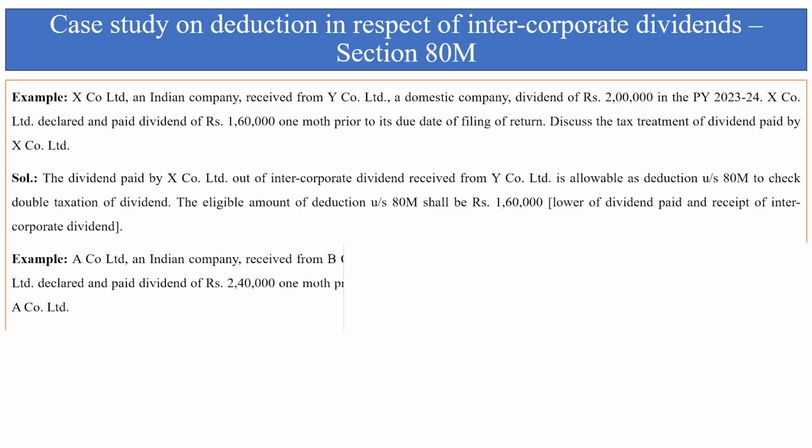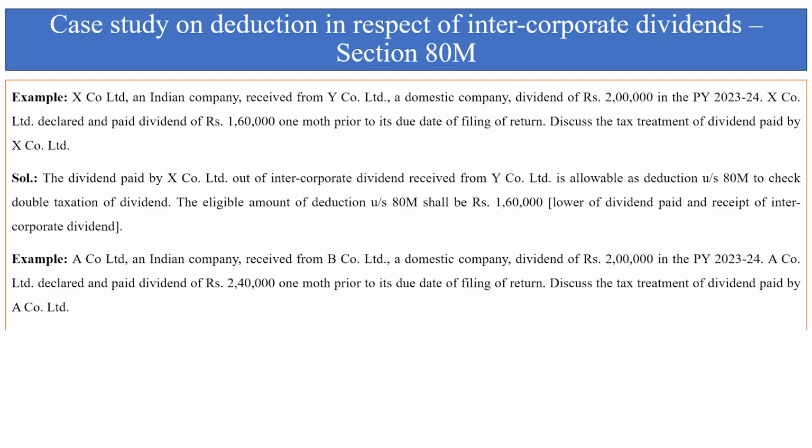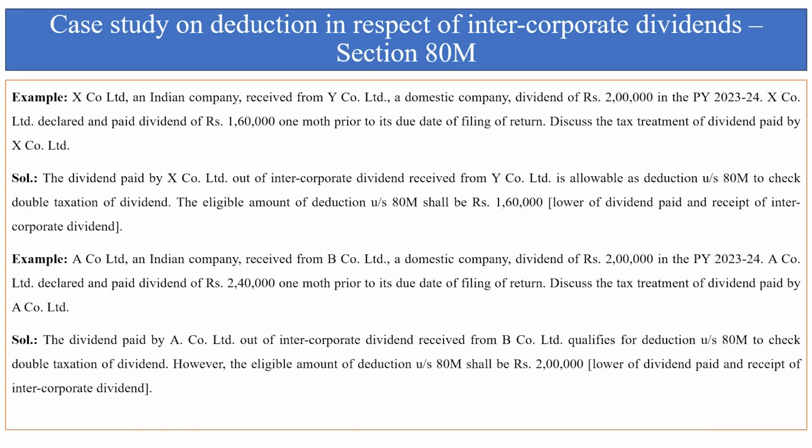A Company Limited, an Indian company, received from B Company Limited, a domestic company, dividend of 2 lakh in the previous year 2023-24. A Company Limited declared and paid dividend of 2,40,000 1 month prior to due date of filing of return. Here the dividend paid by A Company Limited out of intercorporate dividend received from B Company Limited qualifies for deduction under section 80M. However, the eligible amount of deduction under section 80M shall be rupees 2 lakh, lower of dividend paid, that is 2,40,000, and receipt of intercorporate dividend from B Company Limited, that is 2 lakh. That is 2 lakh. It is eligible for deduction.